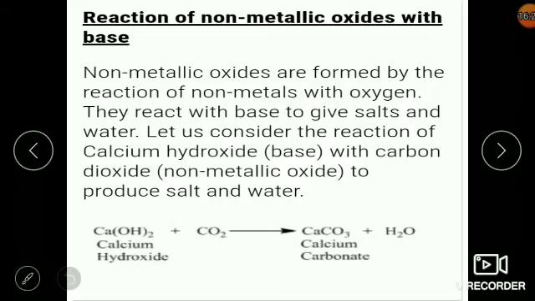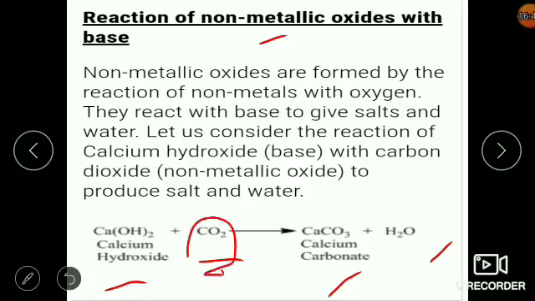Next category of reaction: non-metallic oxide with base. You know the nature of non-metallic oxides? Non-metallic oxides are acidic in nature. One example given here is carbon dioxide. If you are treating this carbon dioxide with a base, calcium hydroxide, you get the same thing, salt and water. So base plus acid forms salt and water, so this non-metallic oxide must be acidic in nature.